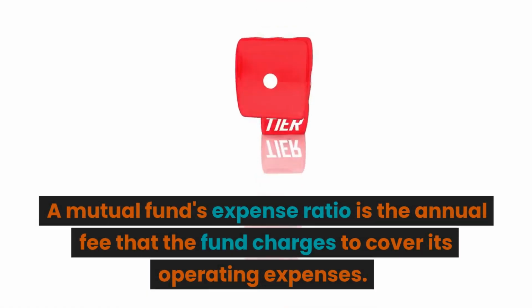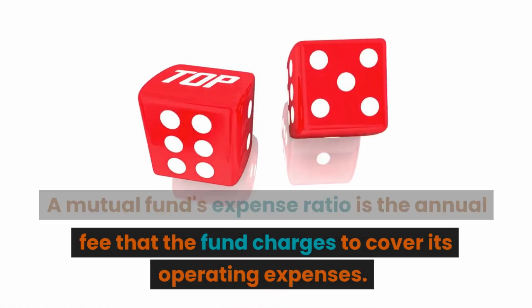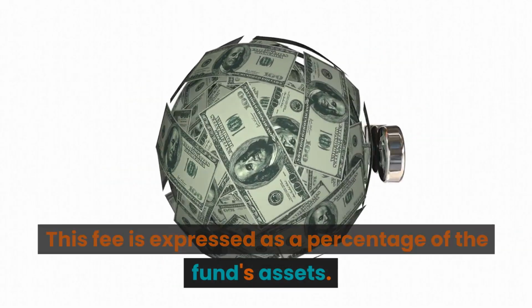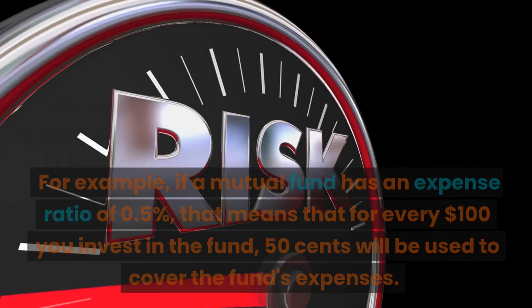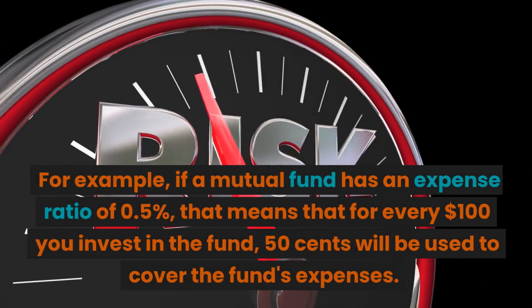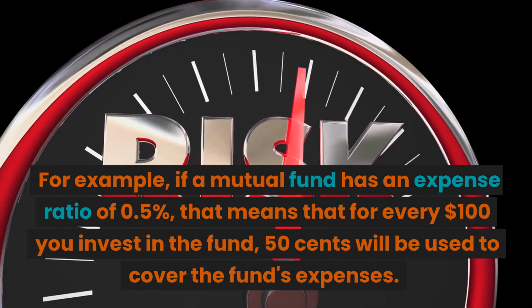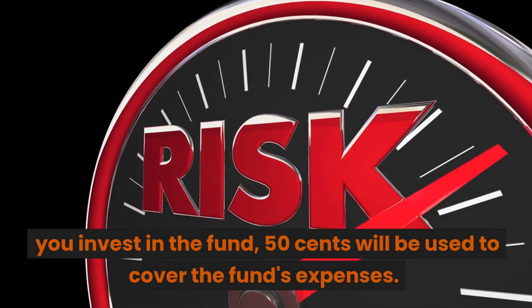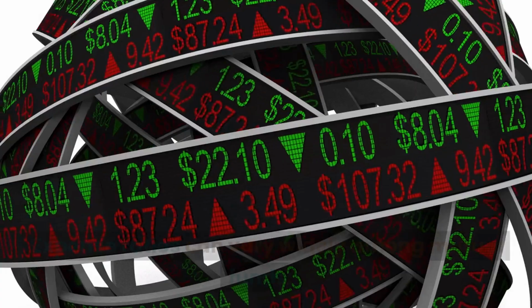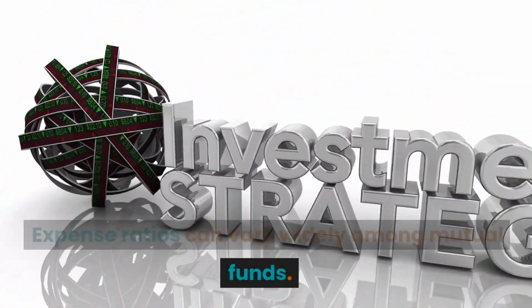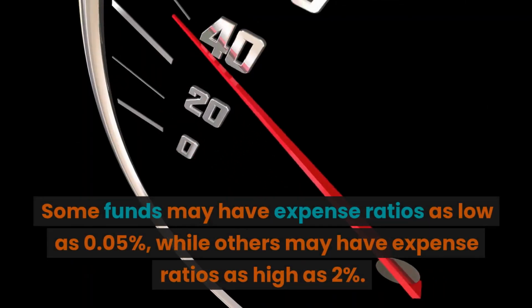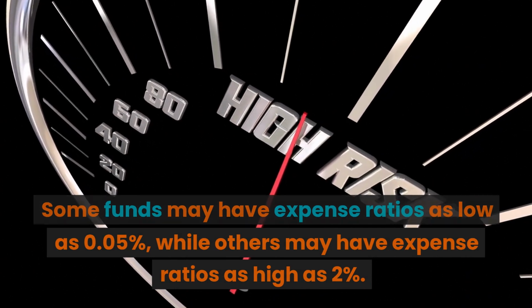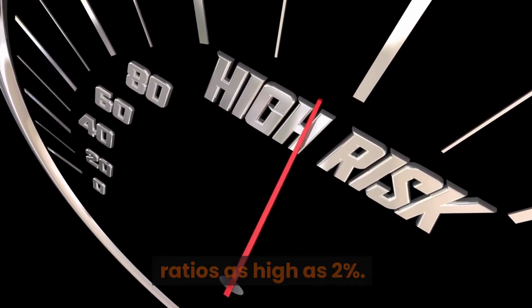A mutual fund's expense ratio is the annual fee that the fund charges to cover its operating expenses. This fee is expressed as a percentage of the fund's assets. For example, if a mutual fund has an expense ratio of 0.5%, that means that for every $100 you invest in the fund, 50 cents will be used to cover the fund's expenses. Expense ratios can vary widely among mutual funds. Some funds may have expense ratios as low as 0.05%, while others may have expense ratios as high as 2%.